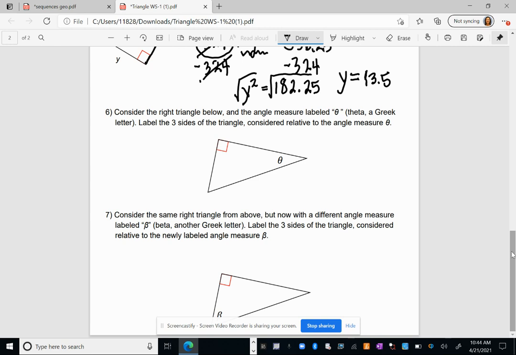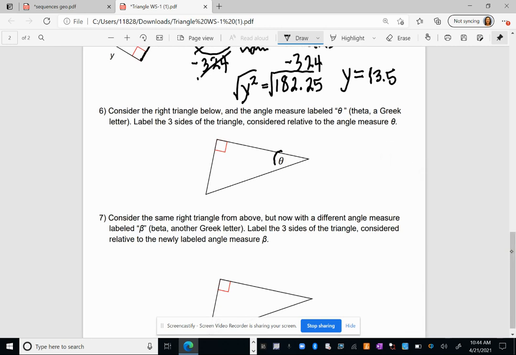That's a Greek letter. Label the three sides of the triangle relative to the angle measured theta. So on Monday, we said, if this is the angle, you've got the three sides, the words that we use are opposite, adjacent, and then our old friend hypotenuse. Hypotenuse is always the easiest because that's still the side across from the right angle.